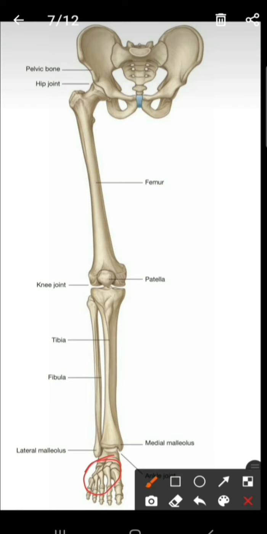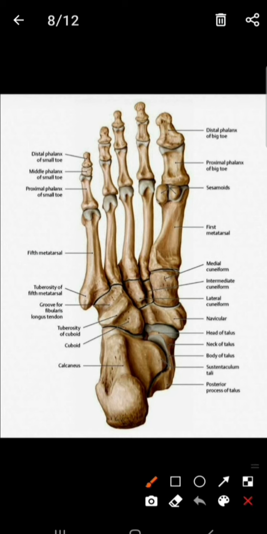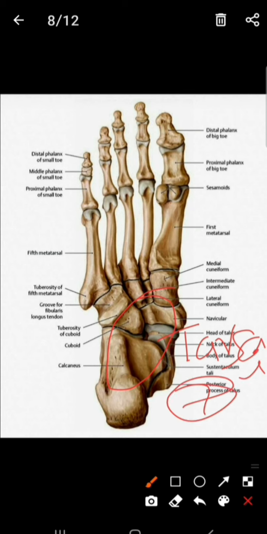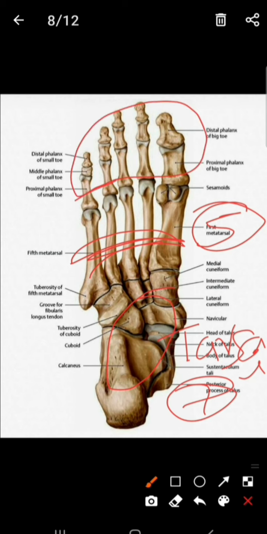And these are the bones of the foot. Let's see the bones of the foot. As you can see, these are the tarsal bones. Tarsal bones are 7 in number, and these are the metatarsal bones. Metatarsal bones are 5 in number, and these are the bones of the phalanges. It is 14 in number.